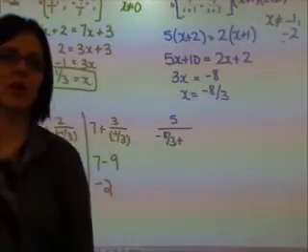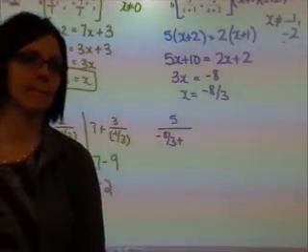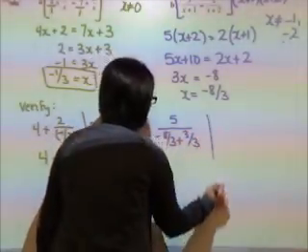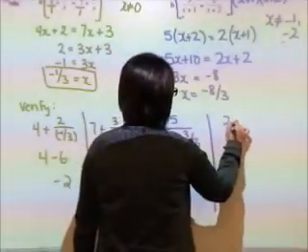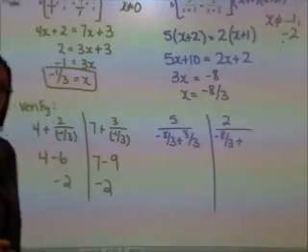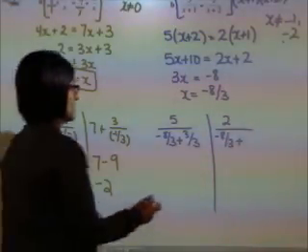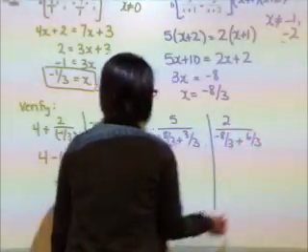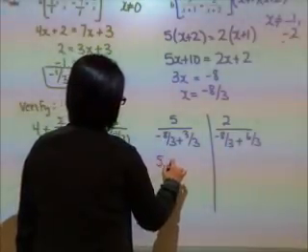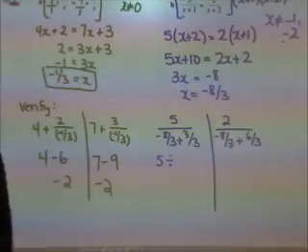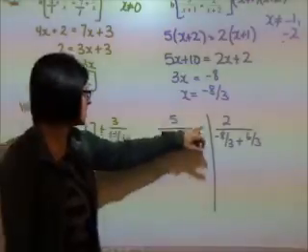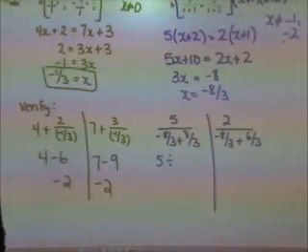How many thirds are in 1? 3. So I'm going to change my 1 to a 3/3. And then I'm going to have 2 over -8/3. How many thirds are in 2? 6. So I'm going to have 5 divided by, because that's what that division bar means, -8/3 plus 3/3.